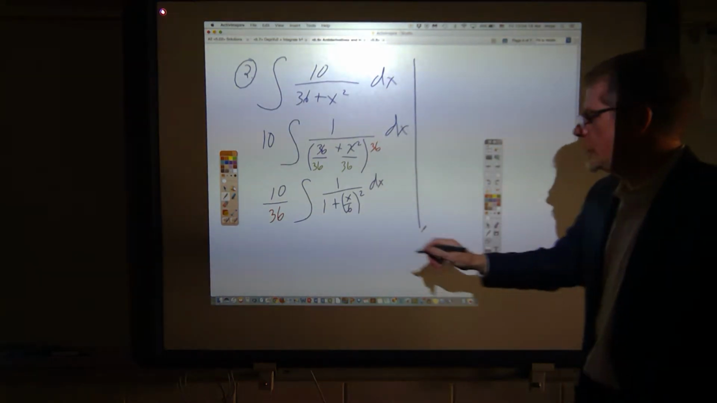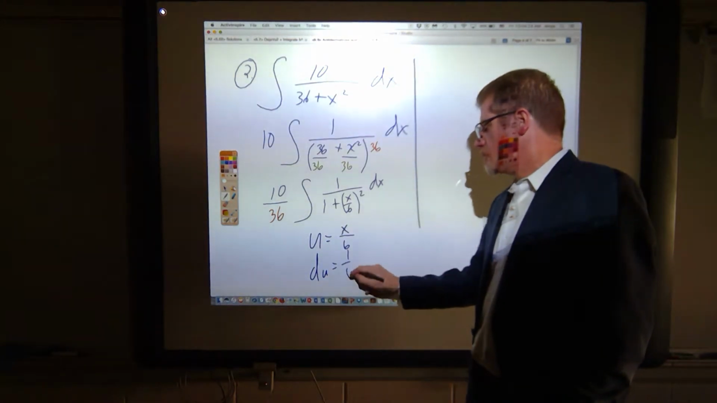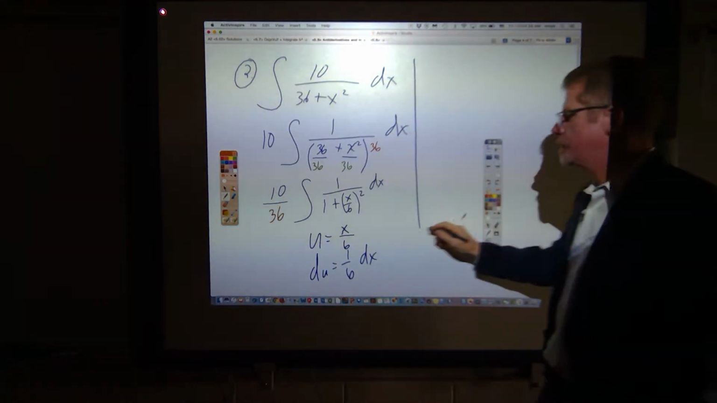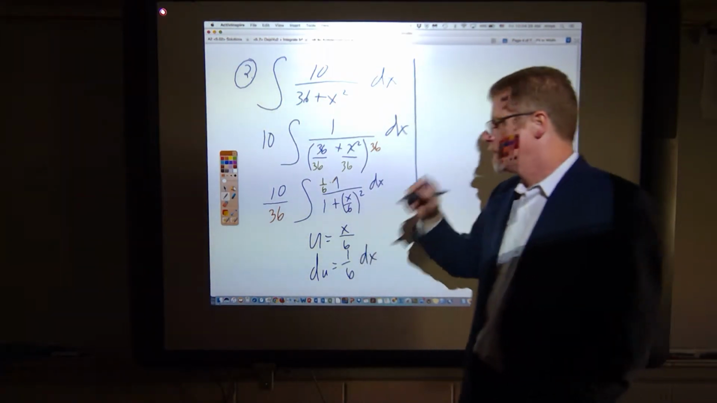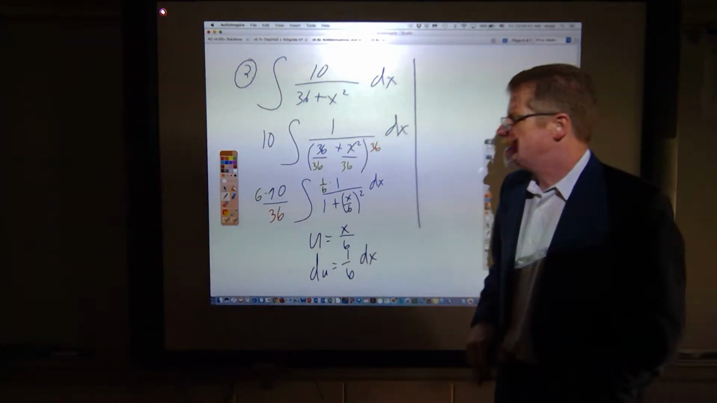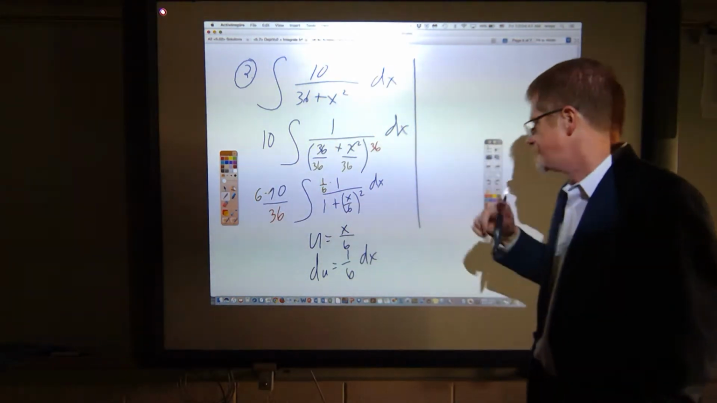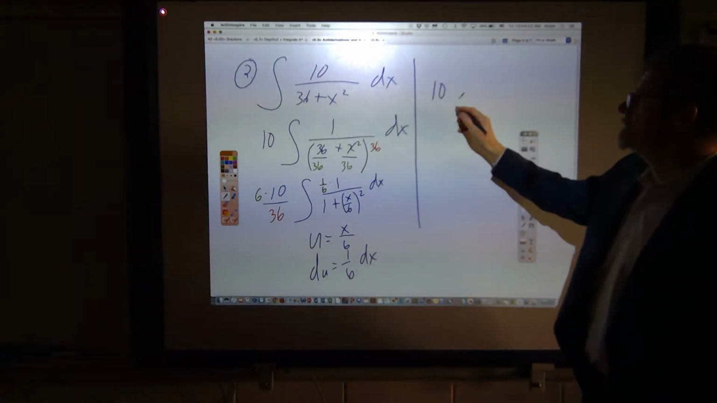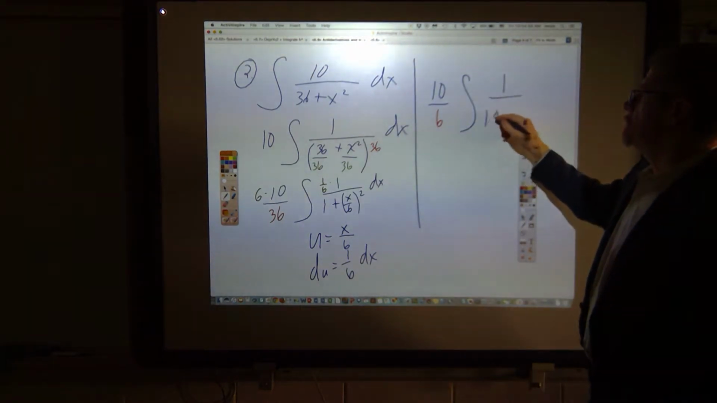In column 2, well, I may as well let u equal x over 6. du is 1/6 dx. It is clear to me that I'm going to have to doctor this with a 1/6. I do need a 1/6 dx, so I doctor up to get that, and counterbalance with a 6 out front. Unlike last time where the 5 canceled with the 5, this time there's not a full cancellation, there's a partial cancellation. So it looks as though my next line is not 10 over 36, now we're down to 10 over 6 times the antiderivative of 1 over 1 plus u squared du.